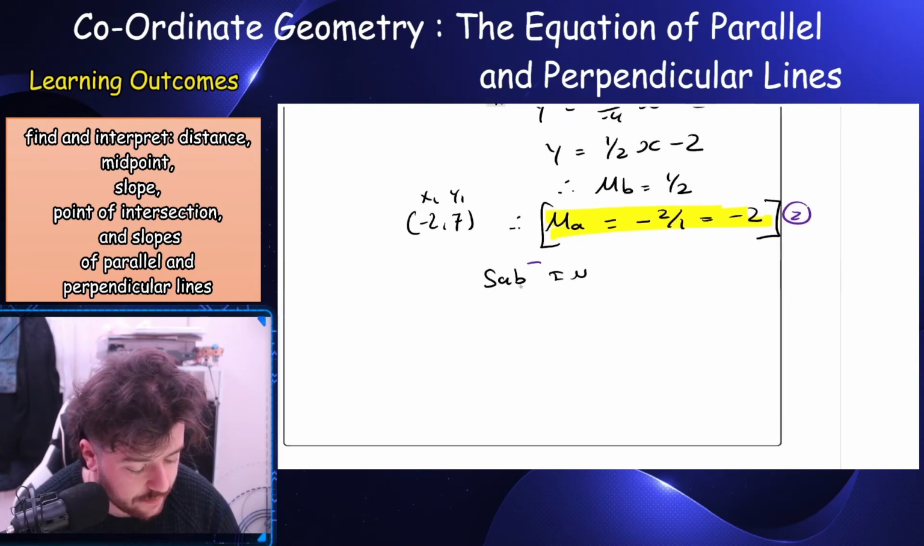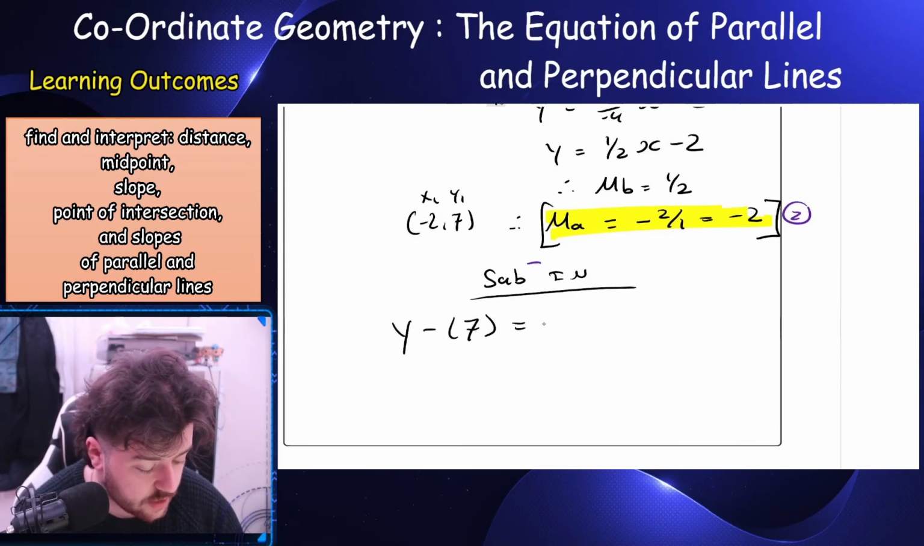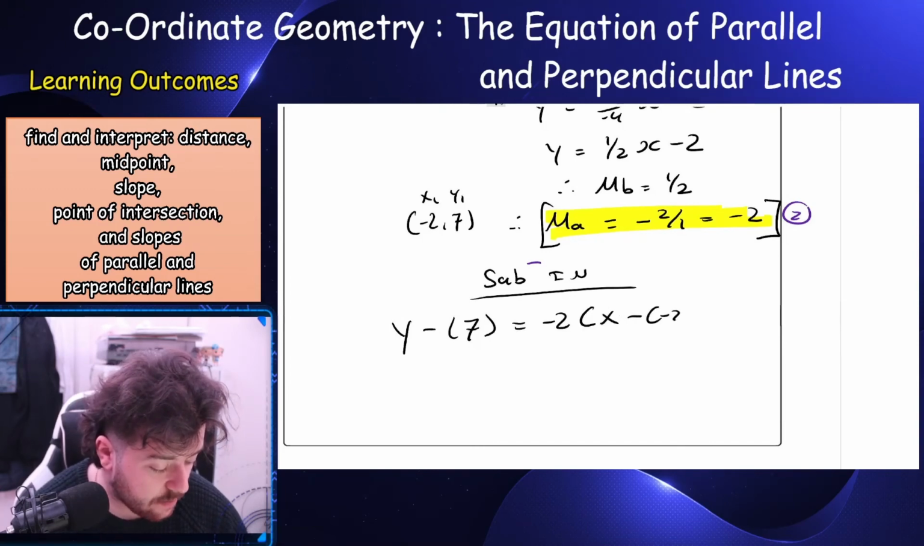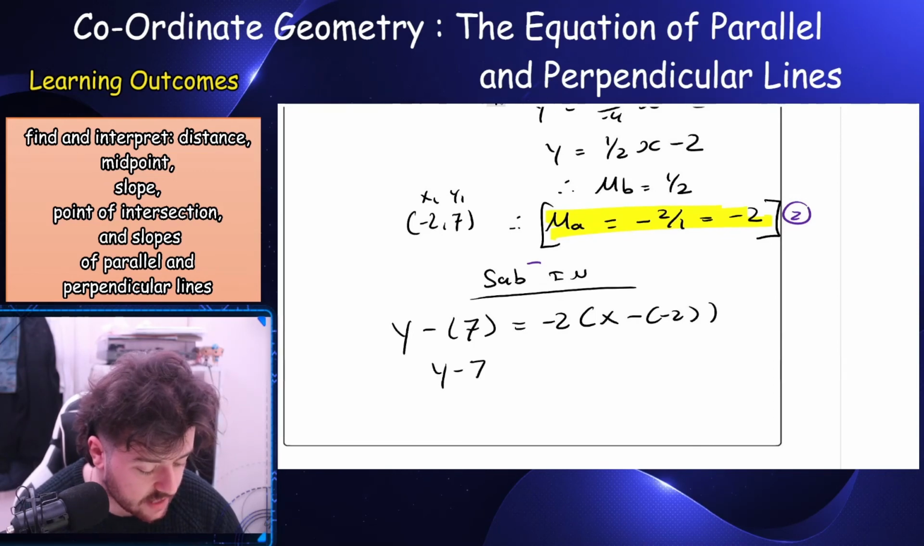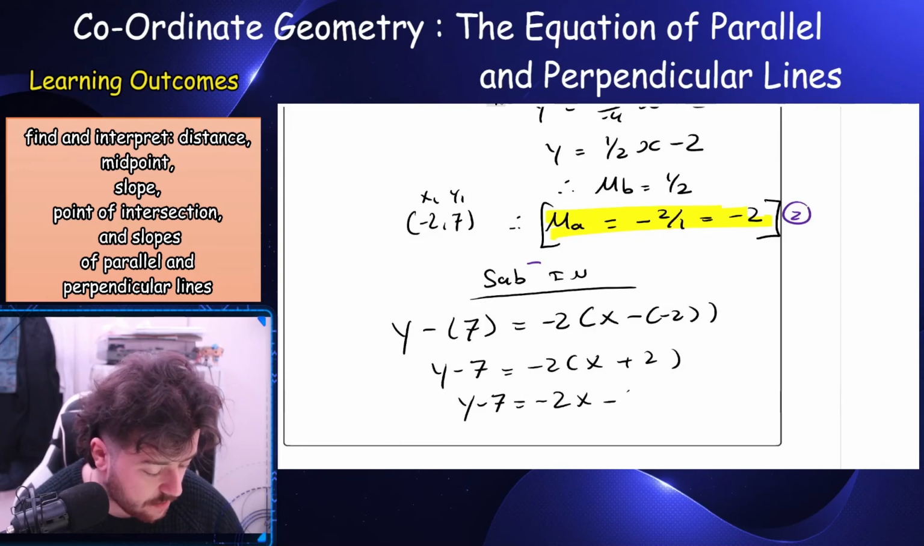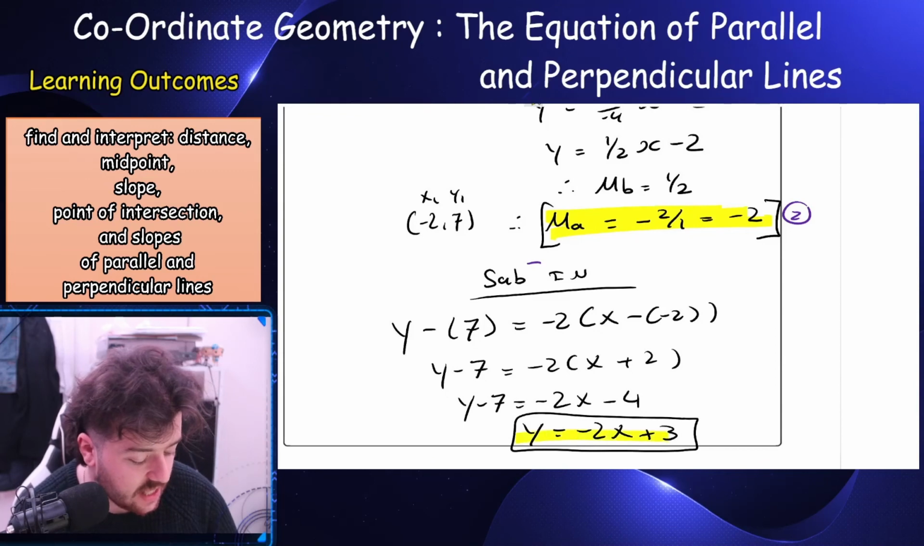Now I sub it in. I have y minus y1, which is 7, is equal to m, which is -2, times x minus x1, so it'll be minus 2. y minus 7 is equal to -2 times x plus 4. It's not plus 4, sorry. Plus 2. y minus 7 is equal to -2x minus 4. y is equal to -2x plus 3. And that is the equation for line A.